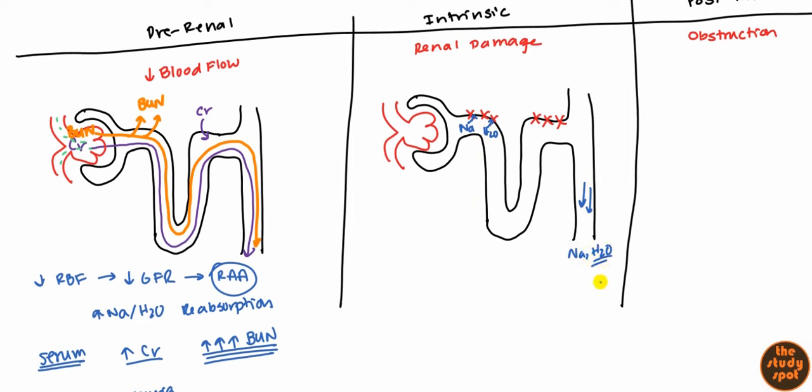Now, the water will be different, because if it's a glomerular issue, you might even get oliguria. But still, as you can imagine, it will be more dilute than with pre-renal failure, where the tubular cells are intact and they're working fine. So in the intrinsic renal failure scenario, we have a decrease in tubular function, which leads to an increase in sodium and water excretion.